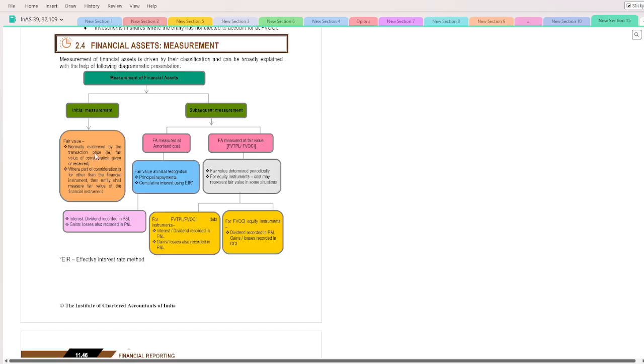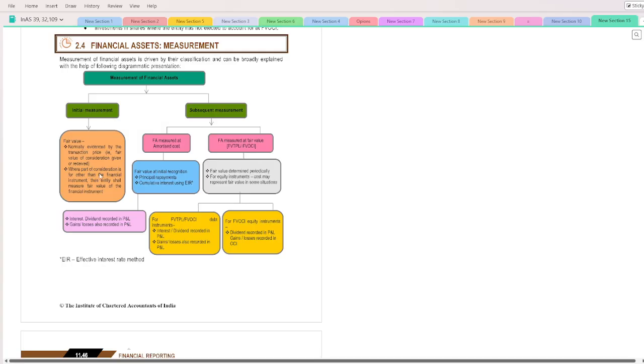Normally it is evidenced by the transaction price, meaning the transaction price is normally equal to the fair value. The transaction price is the consideration the investor has given to buy that financial asset. Normally the transaction price is equal to the fair value, but sometimes if the fair value is not the transaction price, then you need to take the fair value, and the difference between the fair value and the transaction price you need to account for. Those will come under off market transactions, you can say.